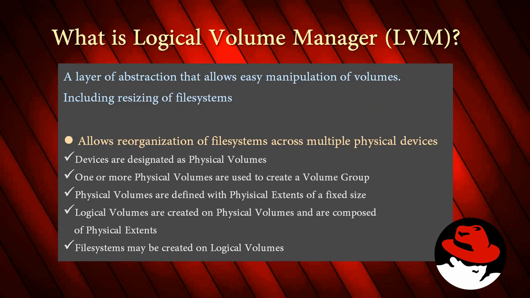These devices are designated as physical volumes. One or more physical volumes are used to create a volume group. The volume groups are defined with physical extents of a fixed size. Logical volumes are created on volume groups and are composed of physical extents. The physical volumes are real hardware storage, the cylinders, the heads, that combination. And the logical volume is simply the directory, file system, and whatever you see. The file system will be created on logical volumes.